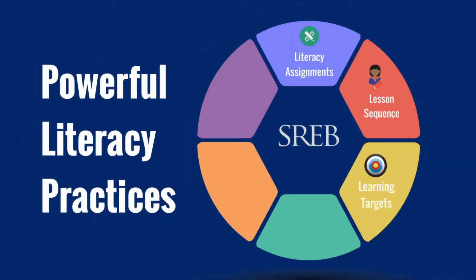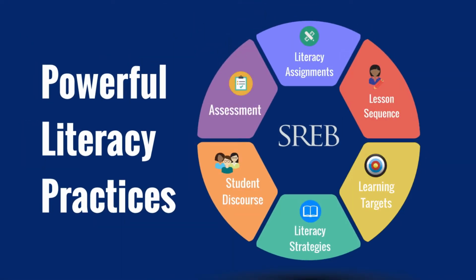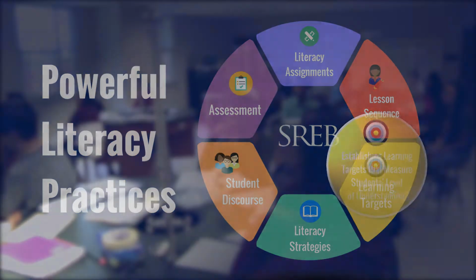SREB Powerful Literacy Practices includes 6 major indicators. This video will focus on one of those indicators, establishing learning targets that measure students' level of understanding.